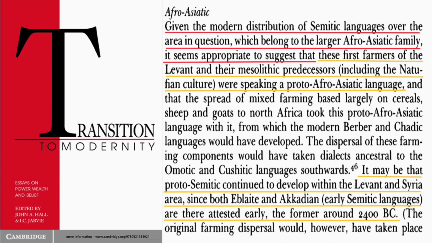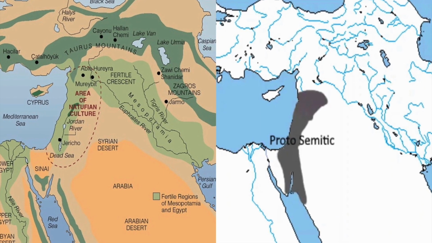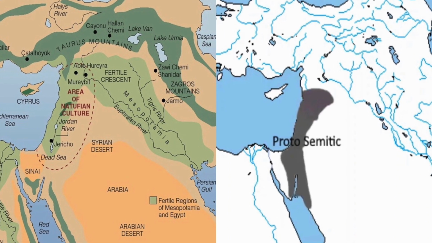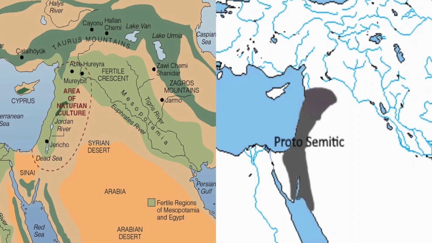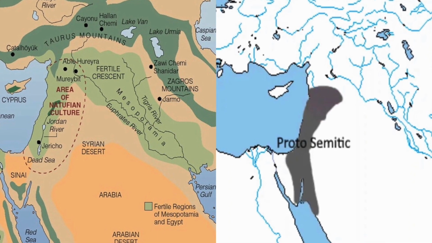It may be that Proto-Semitic continued to develop within the Levant and Syria area, since both Eblaite and Akkadian, early Semitic languages, are attested earlier, the former around 2400 BC. If Abraham descended from Natufians with E-Z830, then Abraham and the Israelites would be downstream of E-Z830. Many Jewish and Arab populations carry E-Z830.